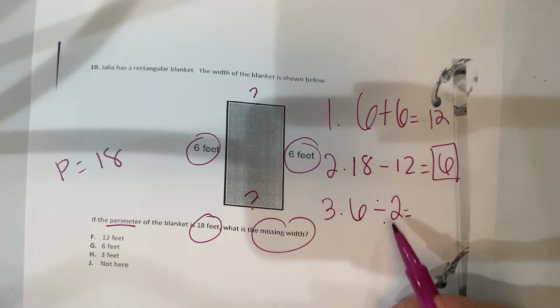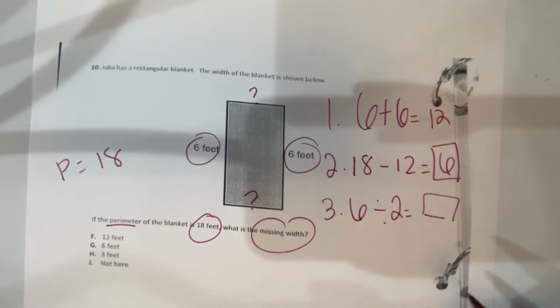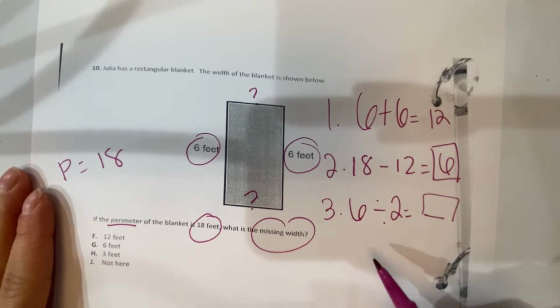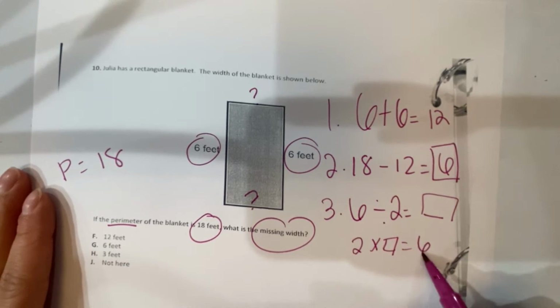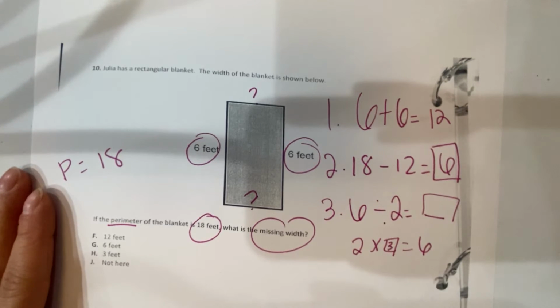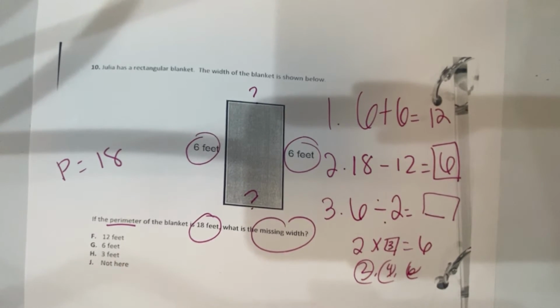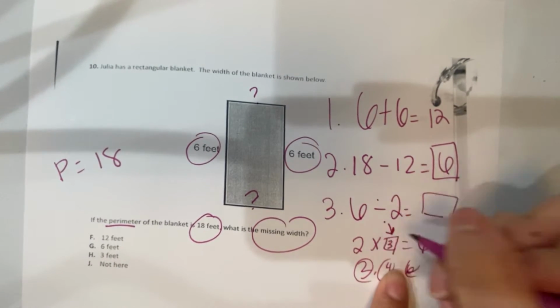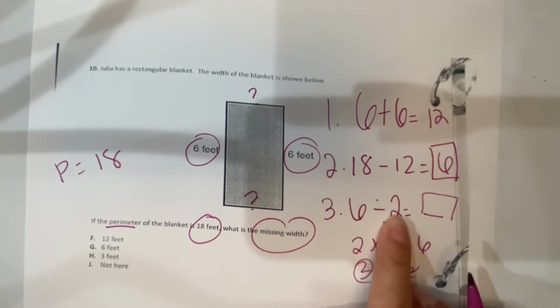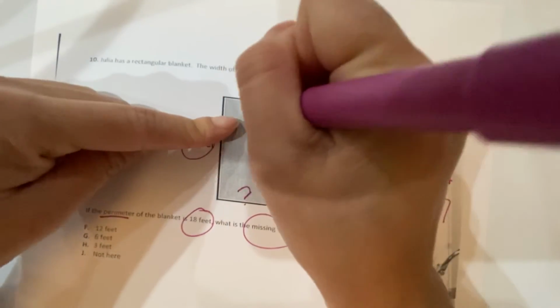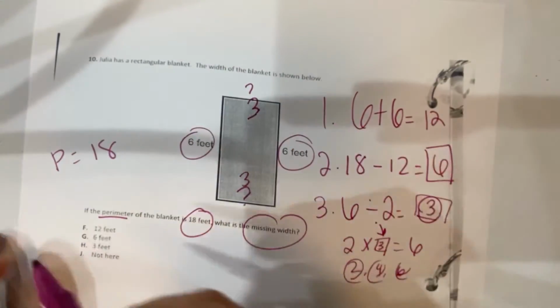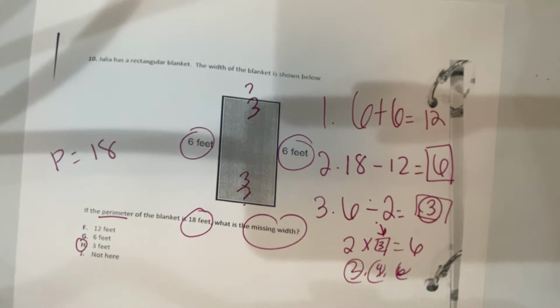Now remember, if you forgot how to get 6 divided by 2, we can always switch to multiplication. 2 times what will give me 6, which will be 3. 2, 4, 6. So 1, 2, 3. Okay. So the 3 would be the answer for 6 divided by 2 equals 3. So the side lengths for here and here are 3. So our answer would be letter H.